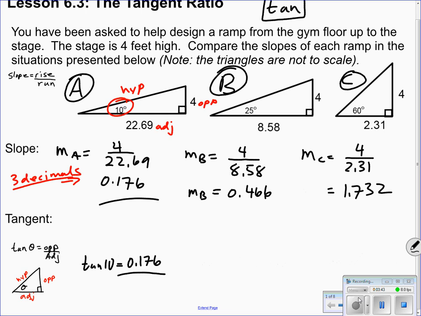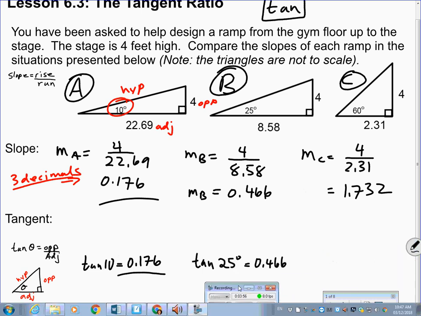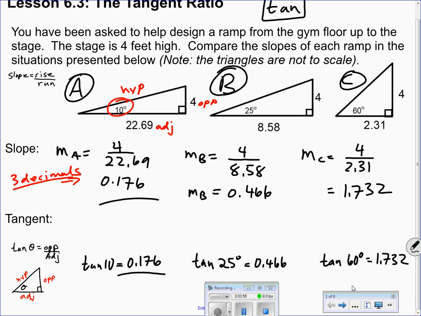Now what I want you to do is calculate the tangent of 25 for part B, and then calculate the tangent of 60, and see if those things all match. Calculating the rest of these, you're going to get tan of 25 is 0.466, and tan of 60 degrees gives us that. Notice they're identical. Because they're identical, that would allow us to either find a side or find an angle. If I know 2 sides, I could find an angle. If I know a side and an angle, I could find another side. We've got some serious math going here.